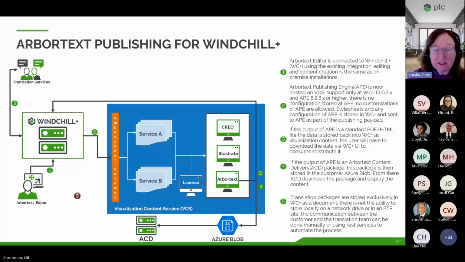And, just as before, you can have post-publish rules that would, for instance, take that representation and create a first-class object for it, or anything else that you've done with your publishing rules in the past. But if the output is a bundle for use in Arbortext content delivery, then that would get stored in a customer-specific Azure blob. And then Arbortext content delivery will pull the bundle from that Azure blob.